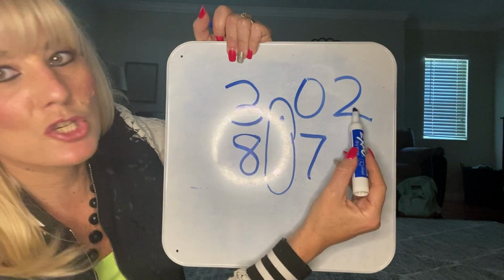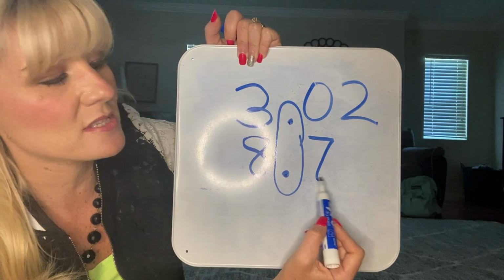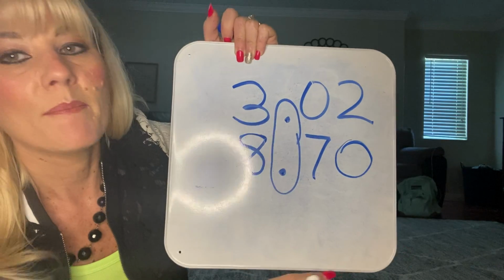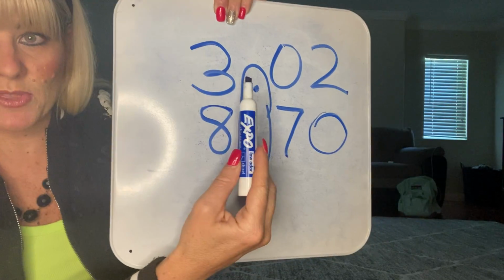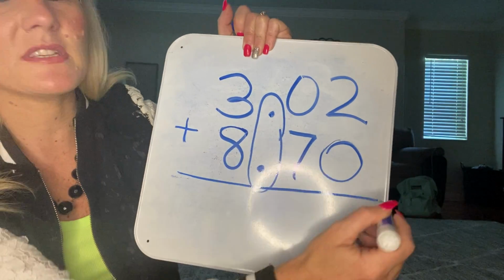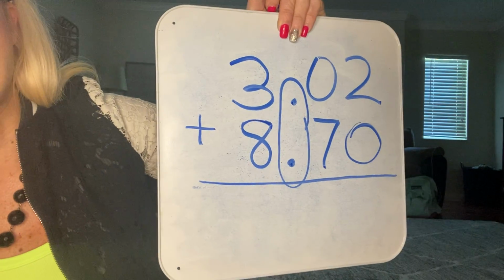Even though this has 2 place values right here and this only has 1, if there's a missing one, you can put a 0 there. But you still have to line up. Do you see where this decimal point is lined up? Before you ever start to add, you have to line it up. Once it's lined up, you can add no problem.